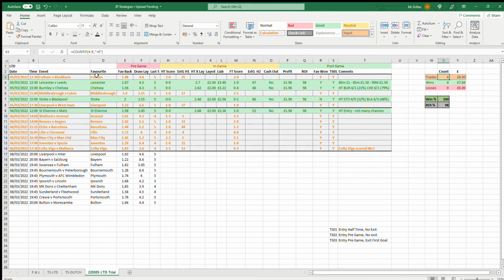So basically, these are the games down here. The ones in grey are the ones that I didn't get on because there was a goal in the first half. The ones in green are the ones I got on because they were still 0-0 in the first half. Now, say I'll just take this top one, Fulham Blackburn. Fulham were clear favourites at 1.48, so you can see all the odds down here for the favourites. I did actually back this one.